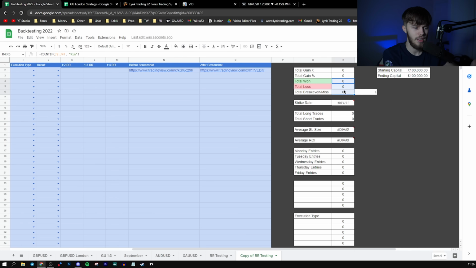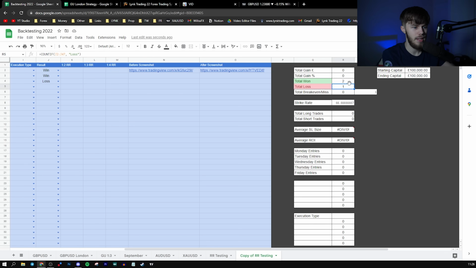And obviously we need this here to work out our strike rate, because there's obviously no numbers in here. There's simply no strike rate because you can't have a strike rate of 0 trades. So if we put a win in here, another win, a loss, you can see that it automatically calculates a strike rate of 66.66%, because you've had 2 winners, 1 loss.